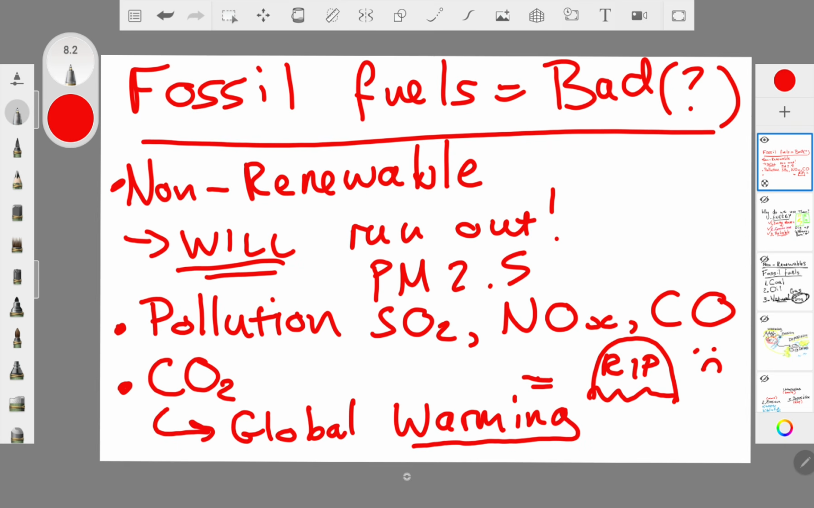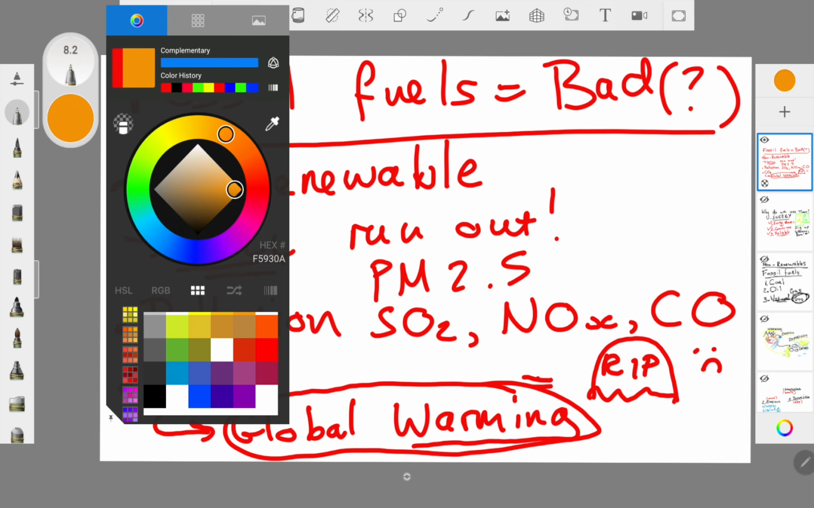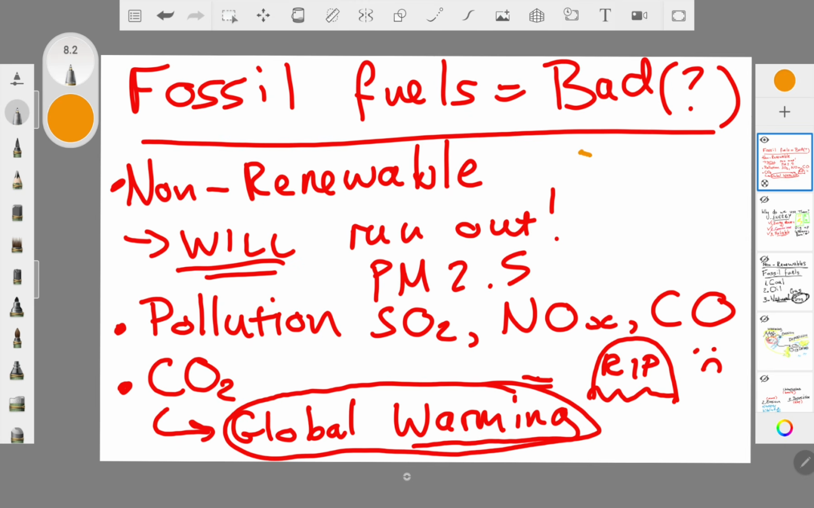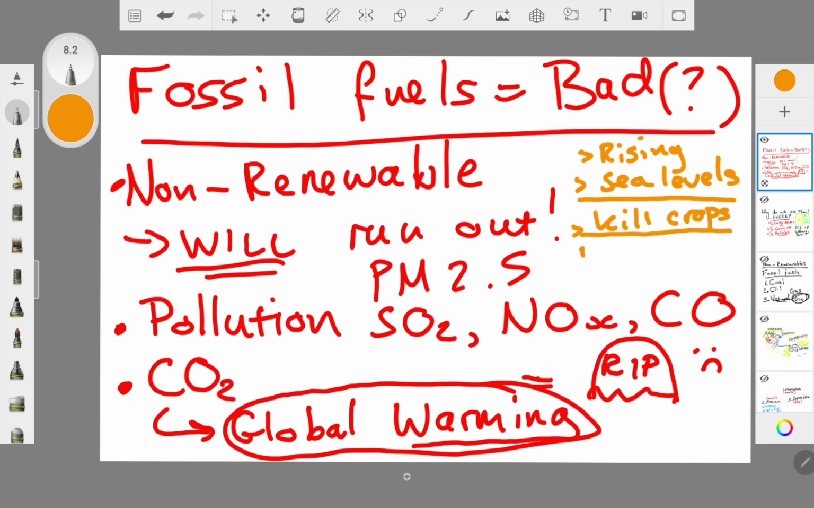Now, global warming is very bad. Can anyone have a think? Because this might be relevant to the exam. What can global warming do? It can cause rising sea levels. Very bad if you're an island. Okay? It can kill crops. Okay? Very bad if you're a farmer. And it can kill animals. Very bad if you like to eat things like fish, because it kills animals in the ocean particularly.